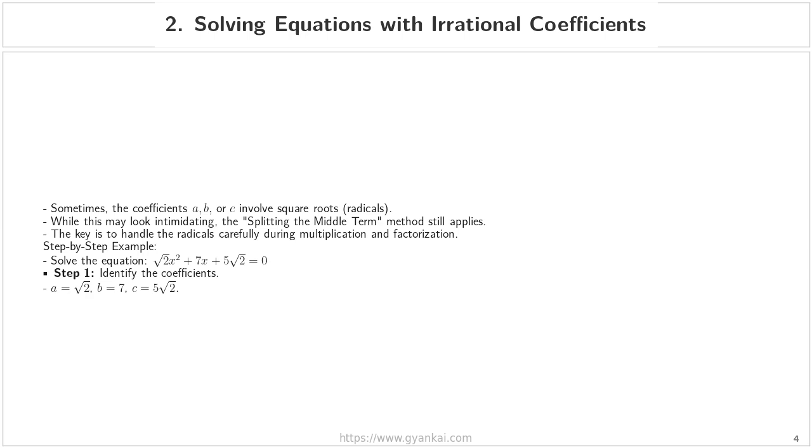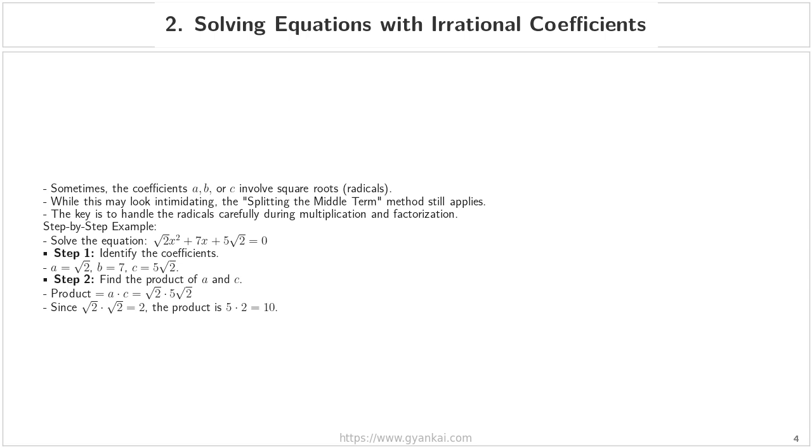Here, a equals the square root of 2, b equals 7, and c equals 5 times the square root of 2. Next, we need to find the product of a and c. When we multiply the square root of 2 by 5 times the square root of 2, we get 5 times the square root of 2 times the square root of 2. Since the square root of 2 times the square root of 2 is simply 2, our product simplifies beautifully to 5 times 2, which is 10.